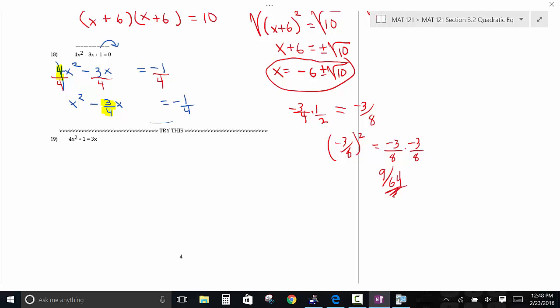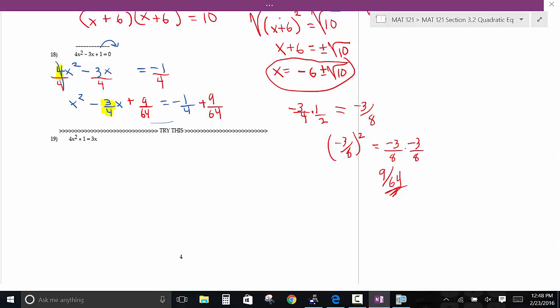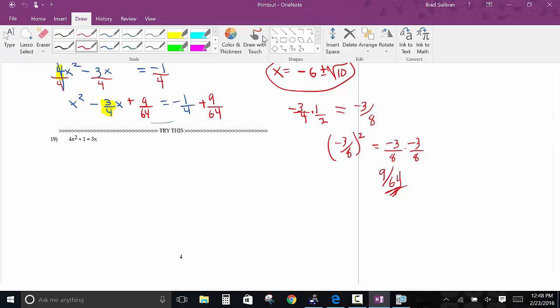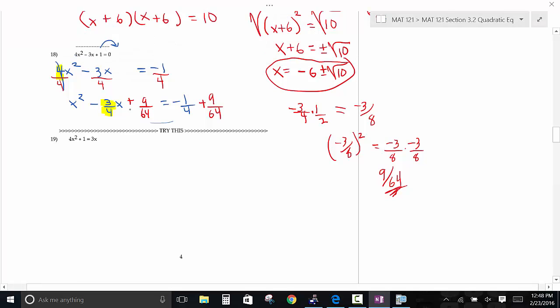All right, what do you do with that 9/64? You add it to both sides. Okay, now believe me, I'm following every step on this, like the problem that you just got through doing. Okay, so we got that. Now what you get into is, well, we got to factor, and then we got to add those fractions together on the right side.